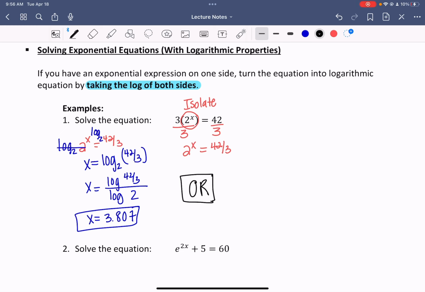And this is the neat thing about logarithms, how there are many different ways that you can work with a problem and still get the same result. And again, you just want to stick with the way that works best for you. Both are going to be mathematically correct.